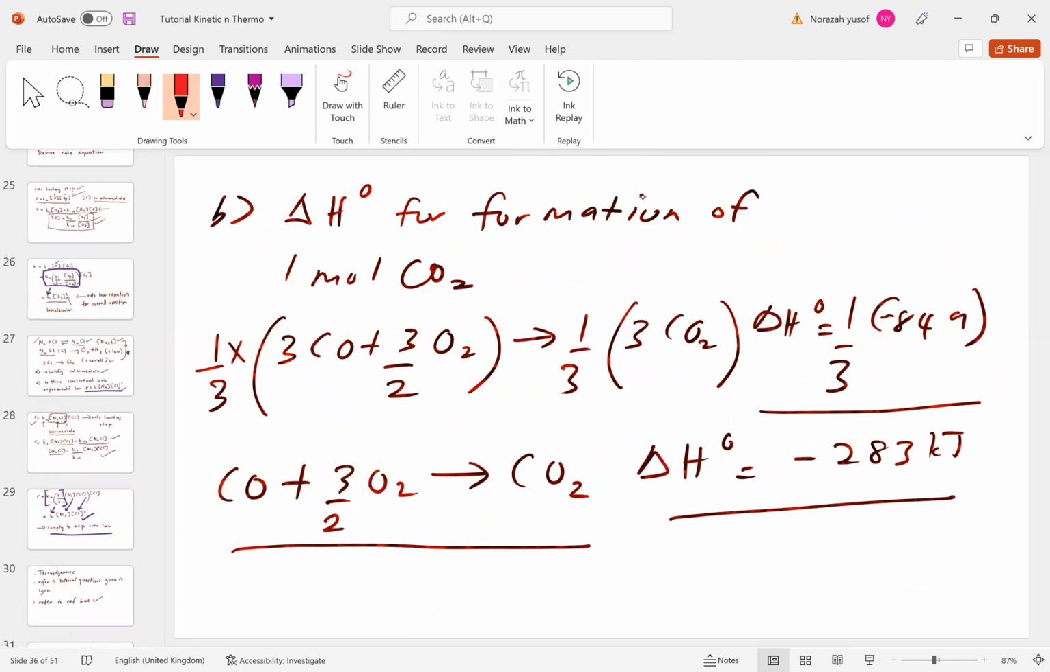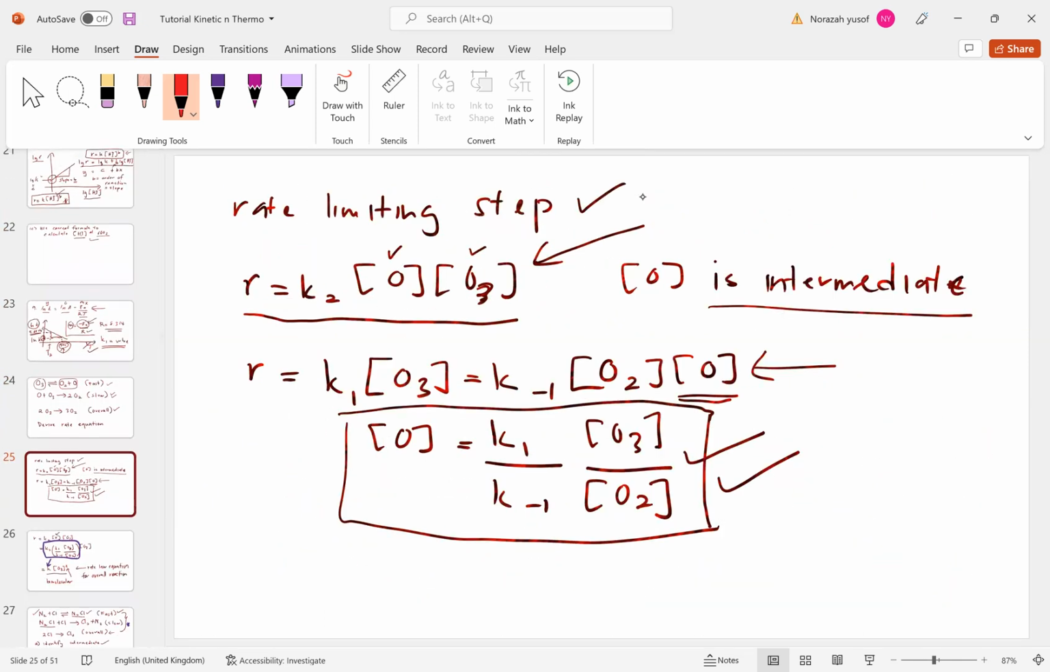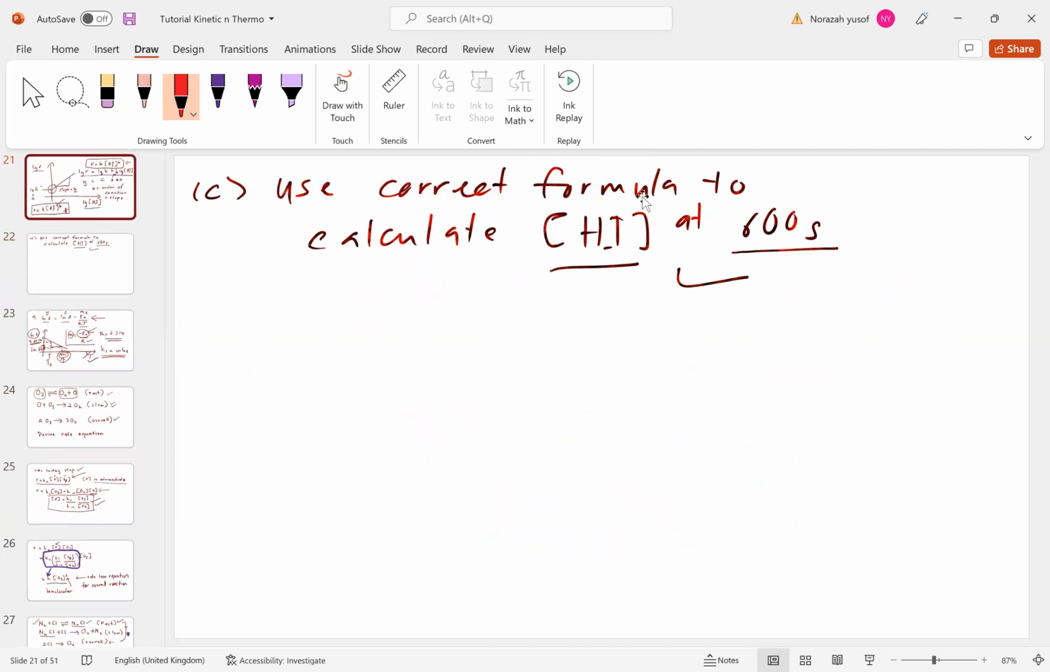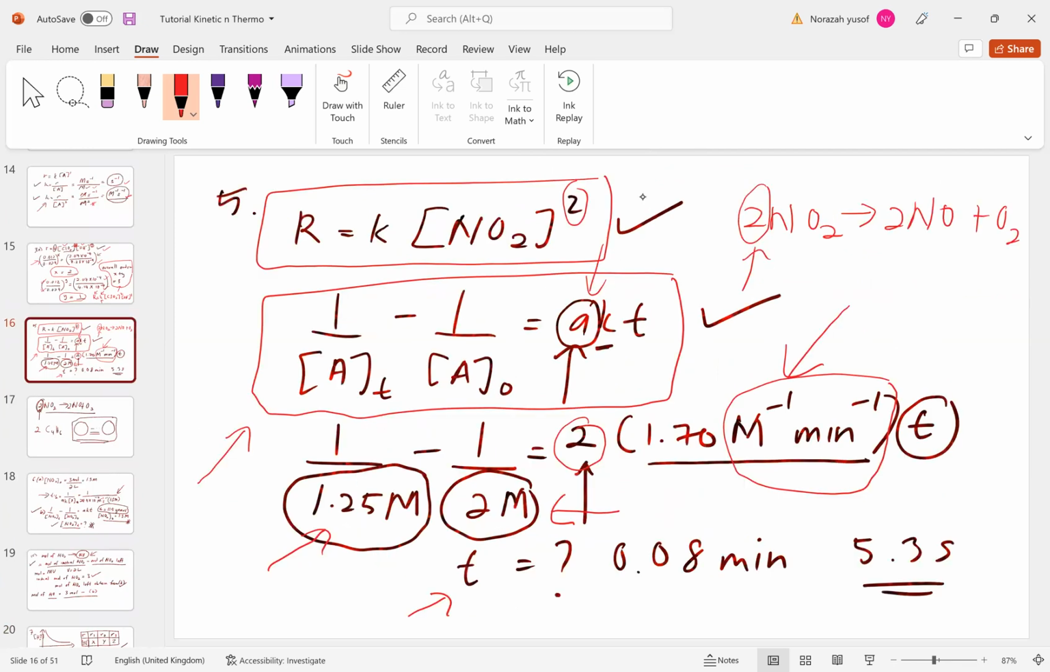Oh, this has already gone into thermodynamics. Okay, so the question: how did we get second order earlier? It's clear, right? It is from the unit of the rate constant, the value of k. From that unit we know that it is second order, and then we use this equation.